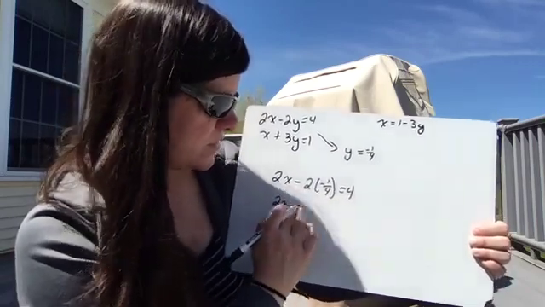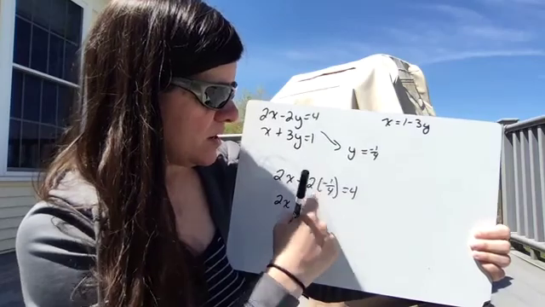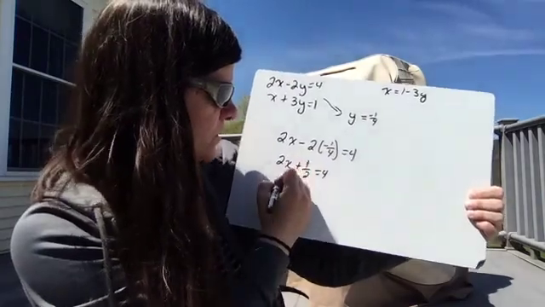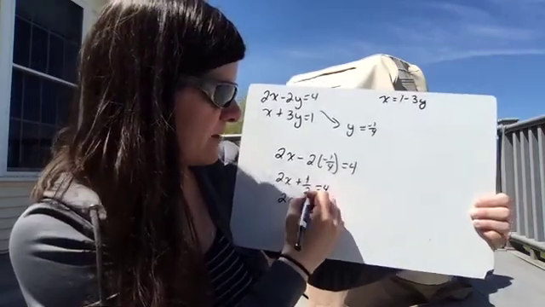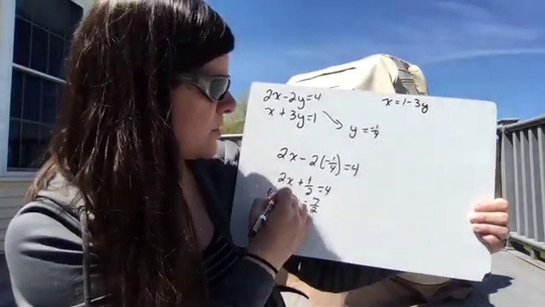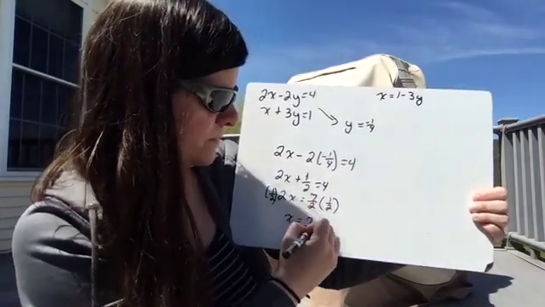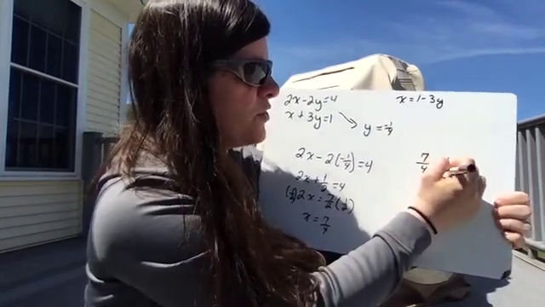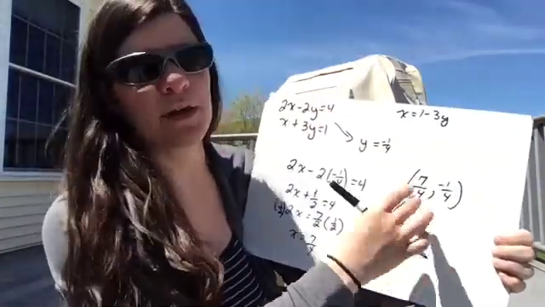Okay, and I get 2x equals plus 1/2, right? Because I've got a negative times a negative, so this is positive 2/4, which I just reduced to 1/2, equals 4. So 2x, if I subtract 1/2 from both sides, I get 3.5, which is the same as 7/2. And then I'm going to multiply by 1/2, which is the same as dividing by 2. And I get x equals 7/4. So that means my point would be (7/4, -1/4). Okay? So I used this equation to get both of my x and y values.